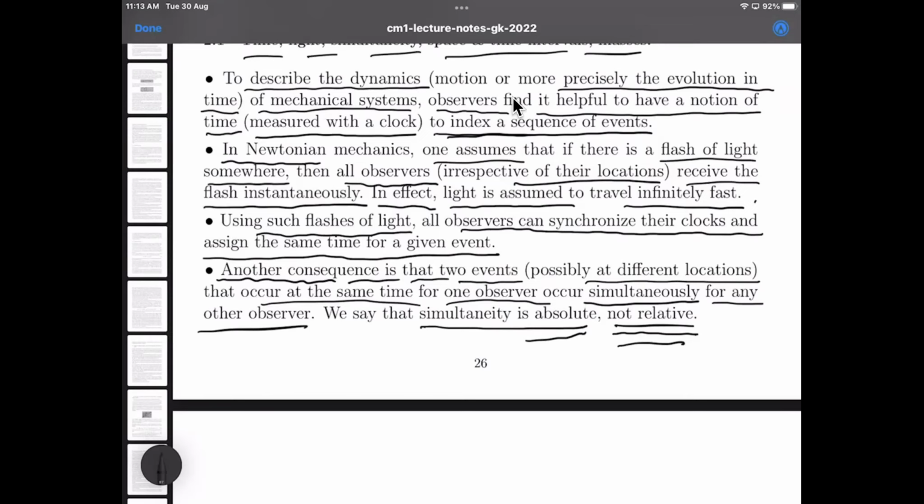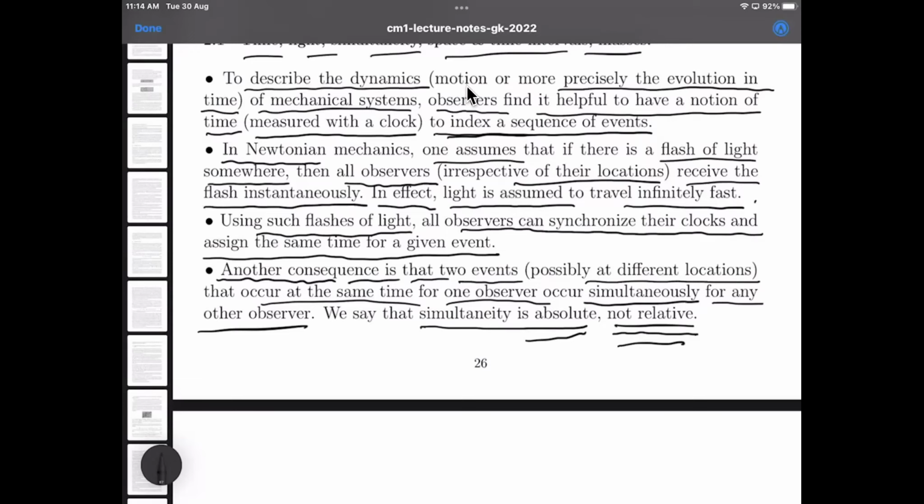Sir, does that mean that this concept of simultaneity arises because of the fact that the speed of light is infinite? Yes, this concept of simultaneity is very much dependent on the assumption that the speed of light is infinite. This concept of simultaneity is grounded on that. If you are going to discard the idea that light travels infinitely fast, then this concept of simultaneity will need to be modified.